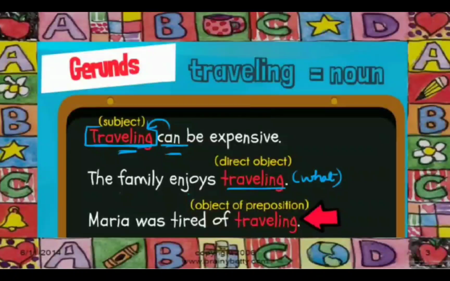Remember, a gerund is not a verb. So in this sentence, the family enjoys traveling, the only verb is enjoys. Traveling is more like an activity. Maria was tired of traveling. The only verb is was tired. Was tired is connected to the subject Maria, and then traveling is an ing verb without a helping verb.